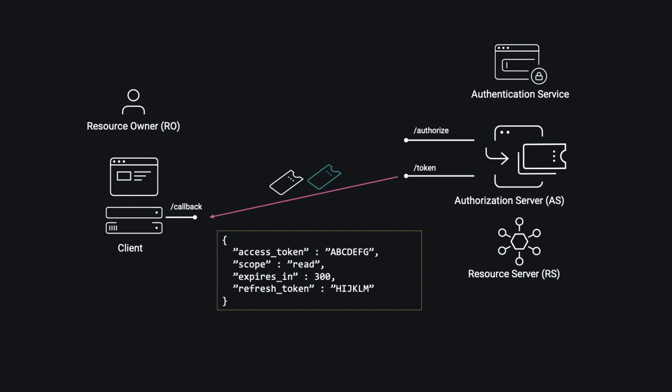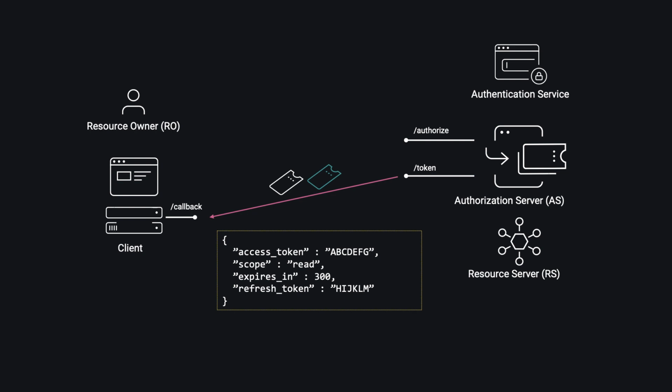In this case, the AS also issues a refresh token to the client. Usually the access token has a short lifetime, and the refresh token can be used to obtain new access tokens without involving the user again. Thus, it's a very powerful token and should be treated with care. So that's the code flow recap.